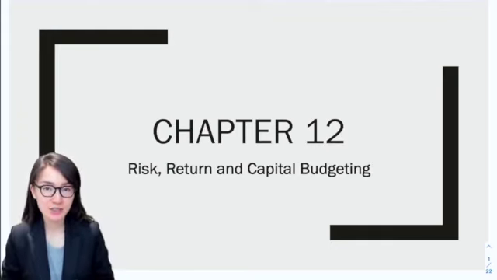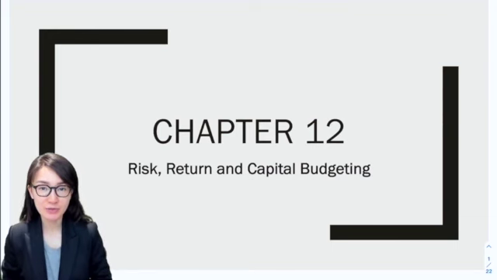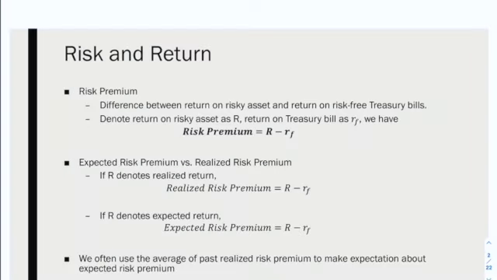In this week's lecture, we're going to continue our discussion about risk and return. We know risk premium is the extra return a risky asset has been earning as compared to risk-free assets. It is the extra return used to compensate for the extra risk. If we denote the return from a risky asset as capital R, and the return on the risk-free asset as RF, risk premium is simply the difference between R and RF.